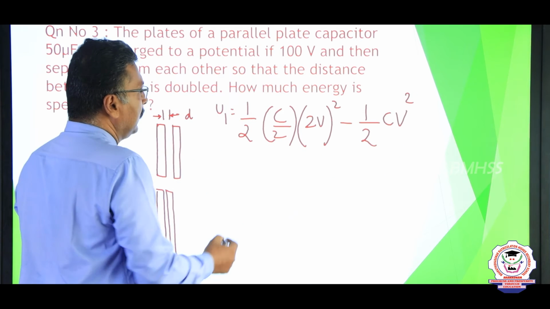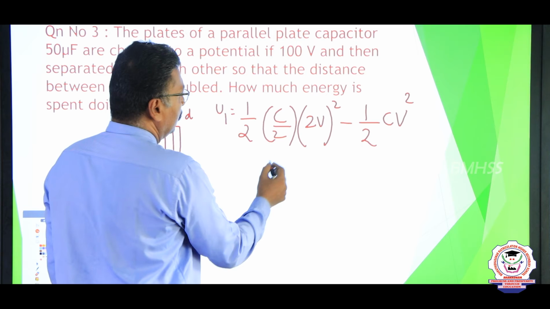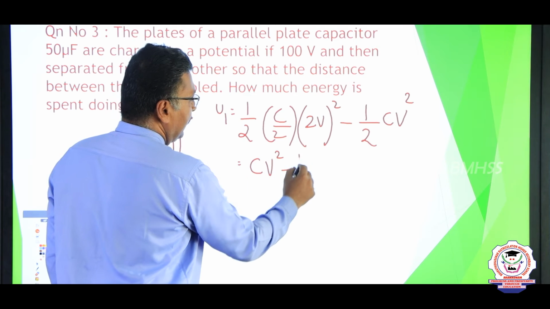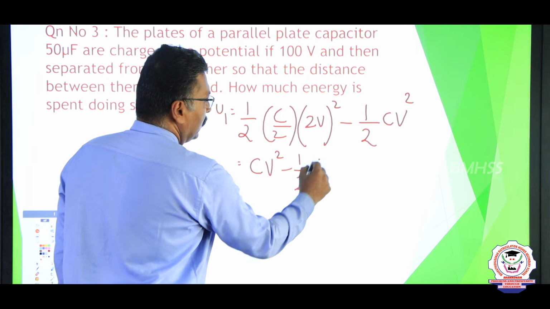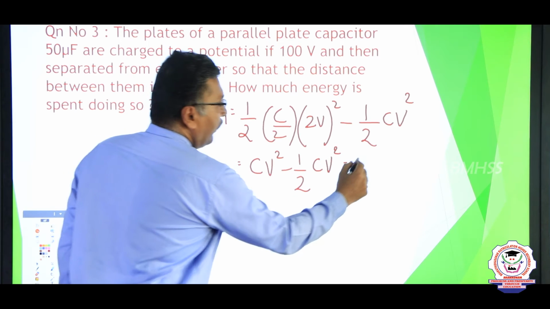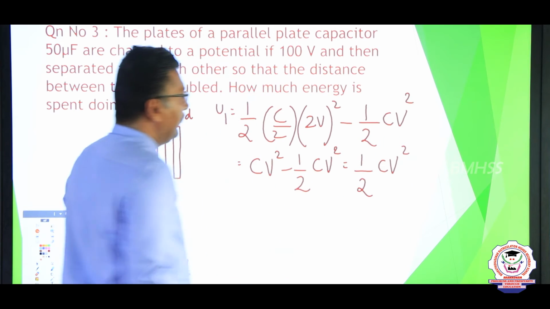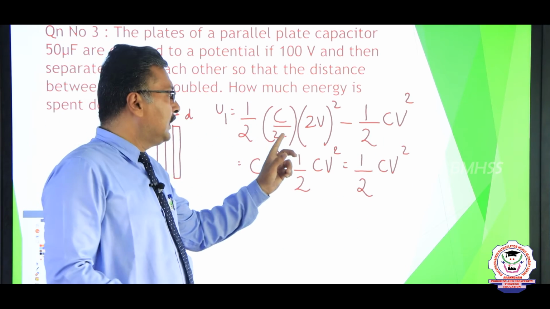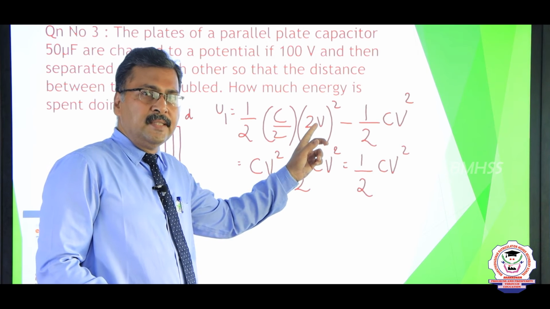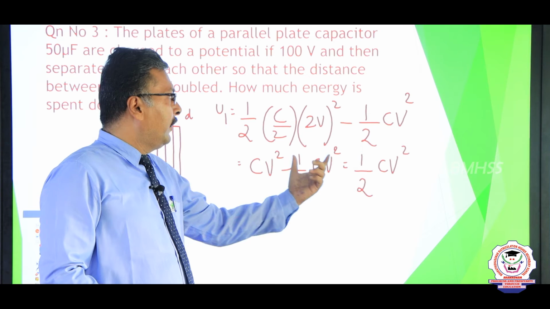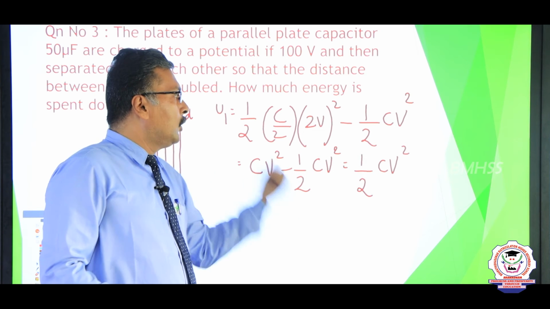So this is 1 by 2 CV square minus half CV square. So that is equal to half CV square. That is the actual energy flow when the capacitance is halved and the voltage is doubled, compared to the original half CV square. So you get CV square minus half CV square is equal to half CV square.